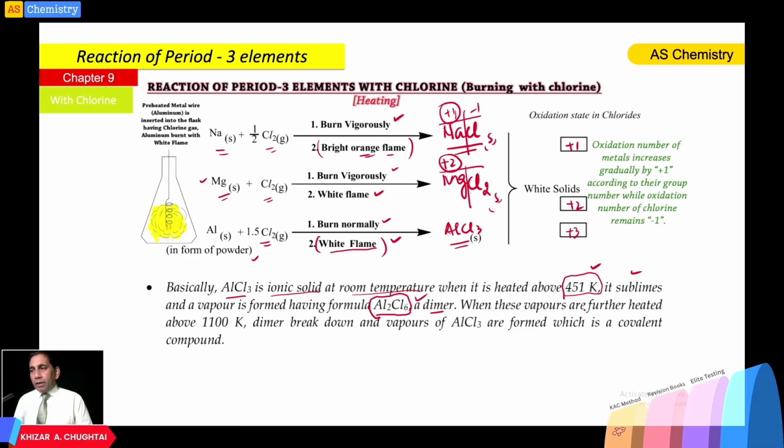If you keep on heating these vapors, upon further heating, especially above 1100 Kelvin, this dimer breaks down, and vapors of AlCl3 are formed, which is said to be a covalent molecule.